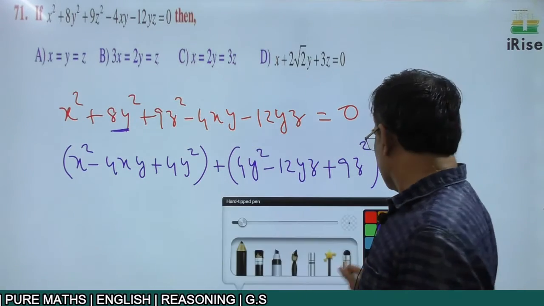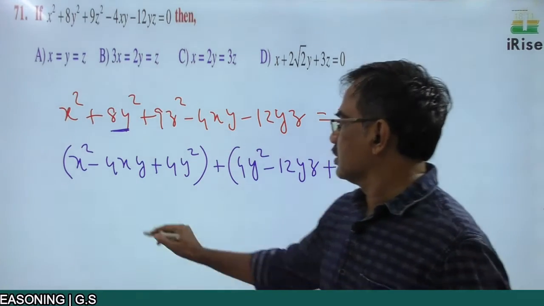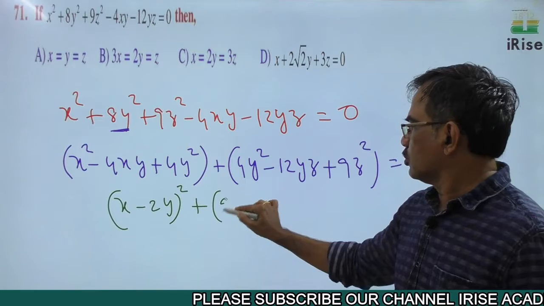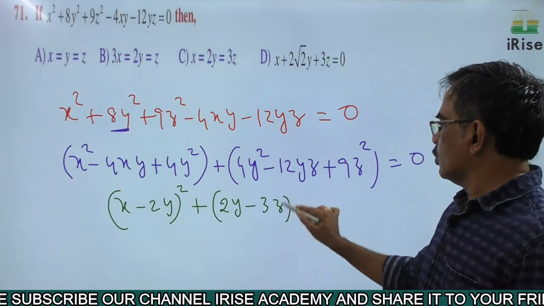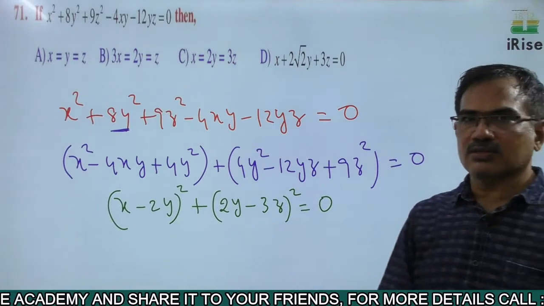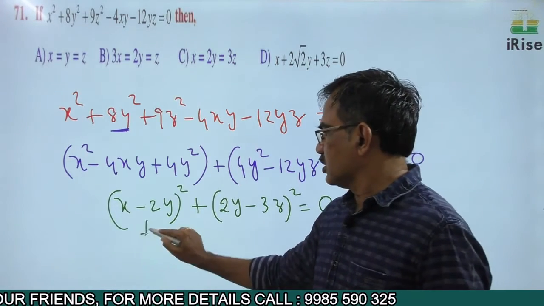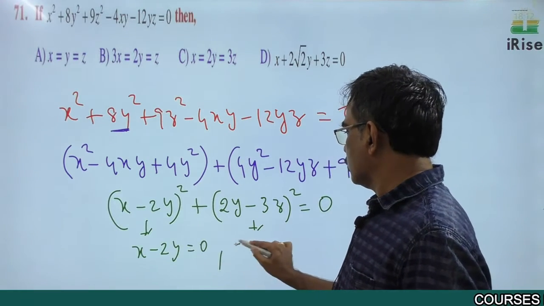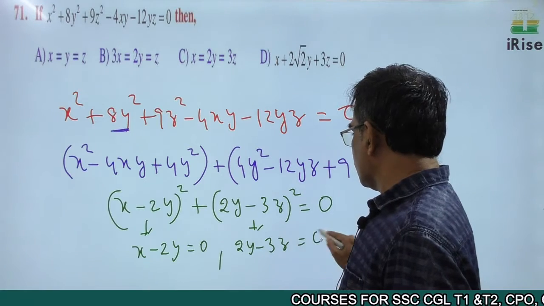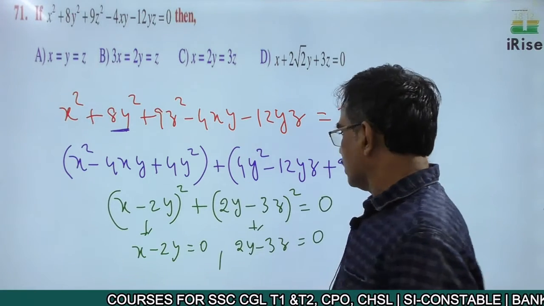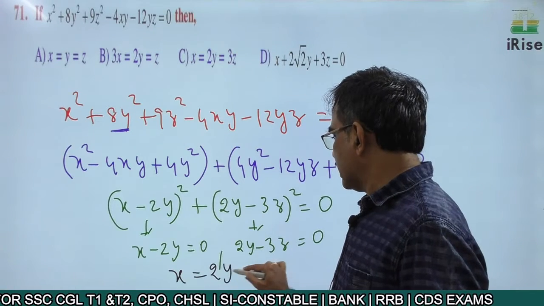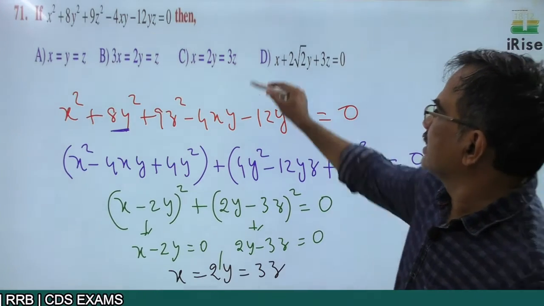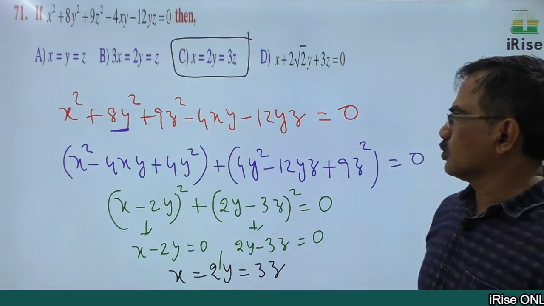The first part can be written as x minus 2y whole square plus 2y minus 3z whole square, the second part, is equal to 0. Sum of squares of the terms is 0, so each term is 0. So this is 0 and this is also 0. x minus 2y is equal to 0, 2y minus 3z is equal to 0. So from this we can say that x is equal to 2y is equal to 3z. This is the answer for this question.